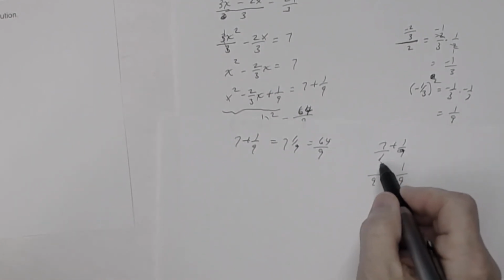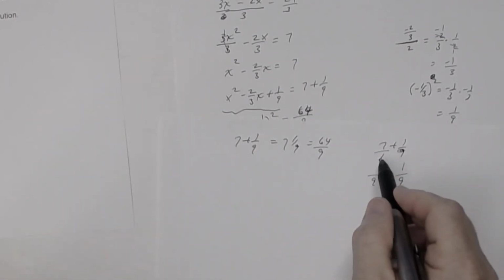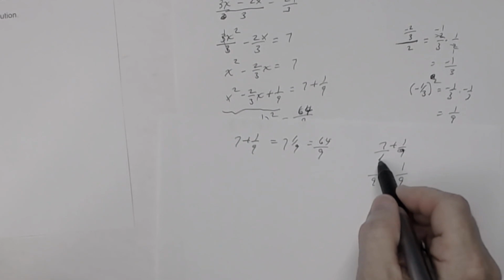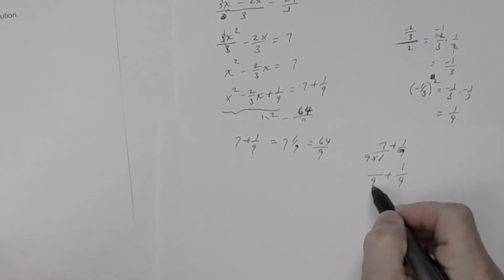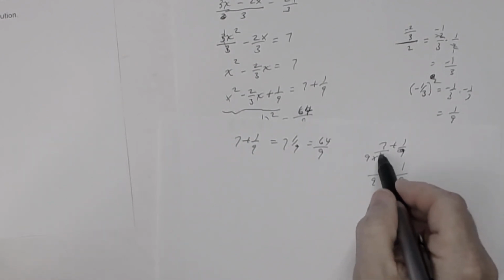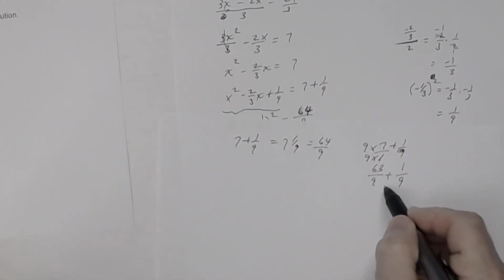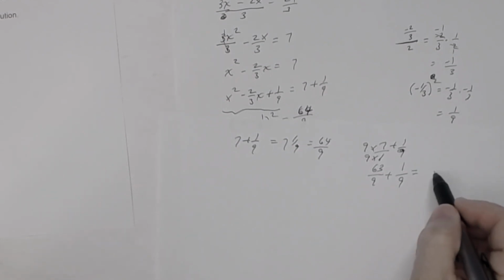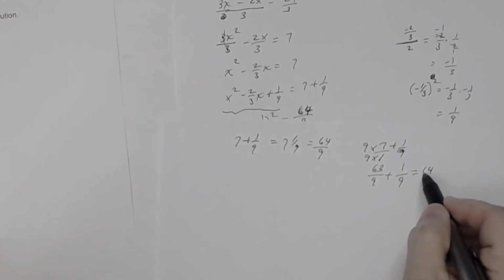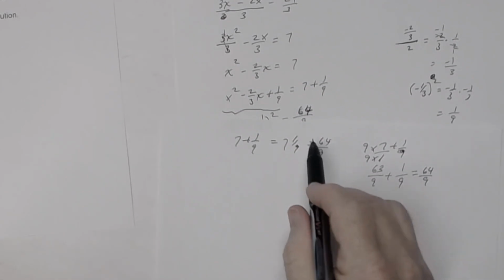Well, what you learned, one way to do this is to say 1 times 9 is 9, and what you do to the denominator, remember you're going to do to the numerator. And so 9 times 7 is 63. And then 63 ninths plus 1/9 is 64 ninths, and that's what you saw here.